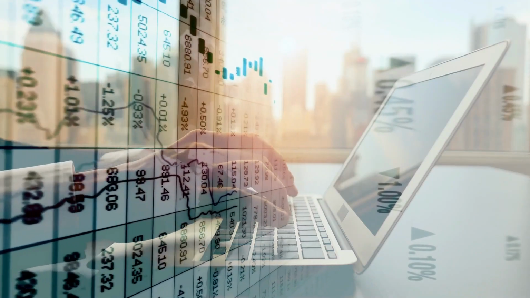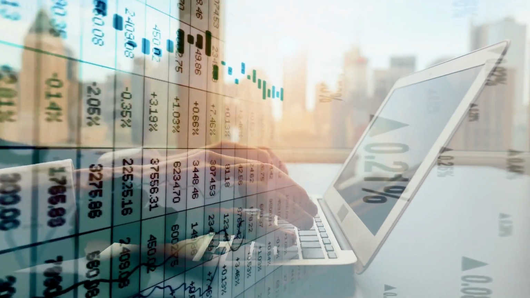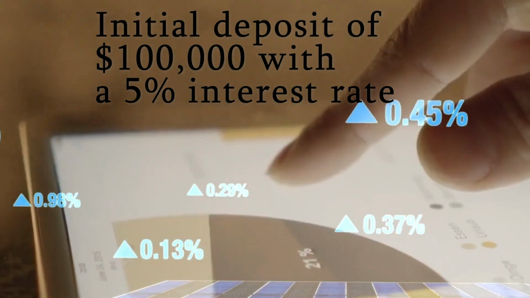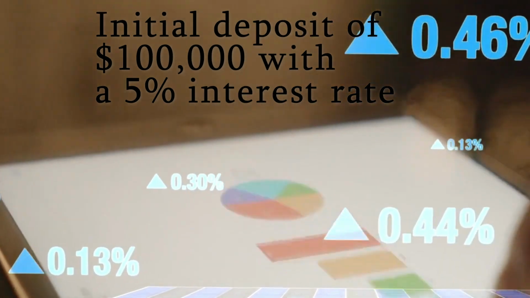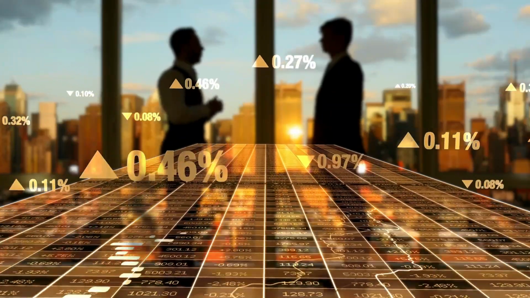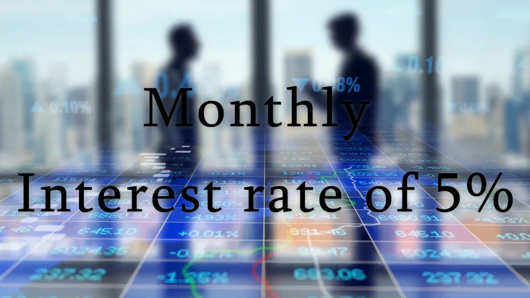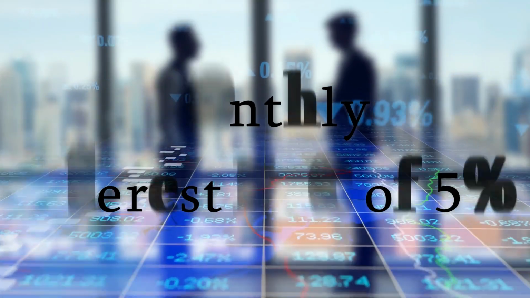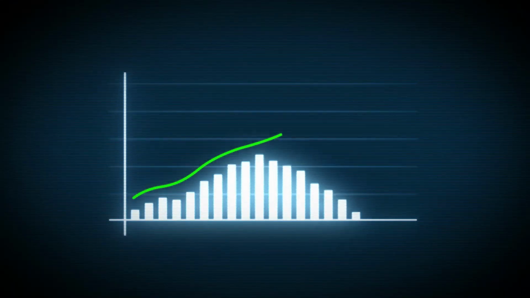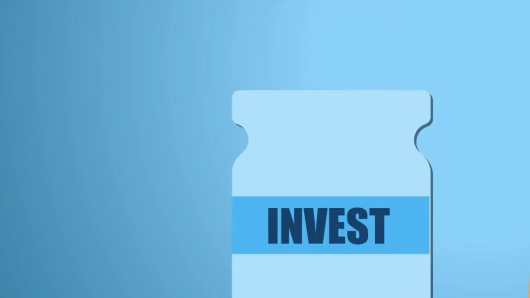In the second scenario, we compare simple annual interest with compound interest applied monthly. For this illustration, let's assume an initial deposit of $100,000 with a 5% interest rate. Over a 10-year period, the simple annual interest would generate $50,000 in total interest. However, if the same deposit were subjected to a monthly compound interest rate of 5%, the interest earned would rise significantly to approximately $64,700. This considerable difference underscores the advantages of compounding on shorter-term investments, as the interest is continually reinvested, leading to higher overall returns.